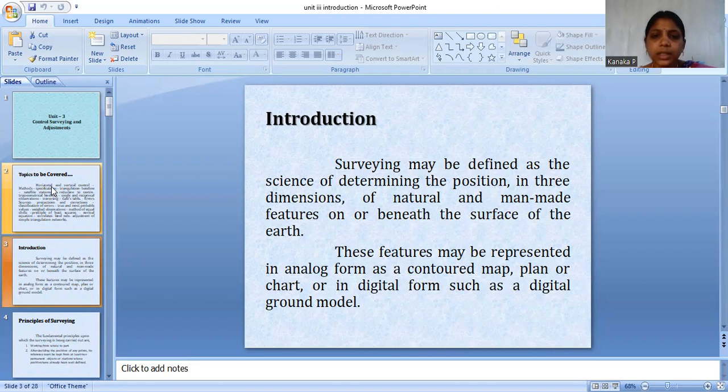Normally, surveying determines the position of the three-dimensional nature and the man-made features beneath the surface of the Earth. This is represented as a contour map, plan, or chart, or in digital form as a digital ground model.